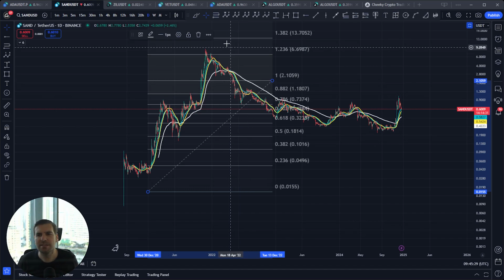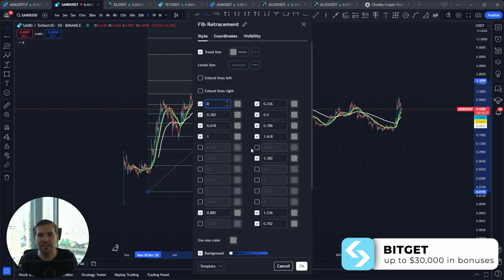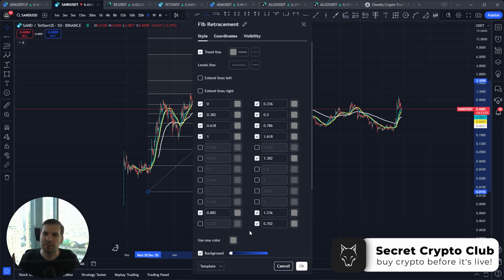Now, I have customized this a little bit. For starters, I removed all the horrible colors, reds, greens, yellows, etc., and replaced them with standard white so it's easy to see on the chart. I then customized the numbers as well to focus on the Fibonacci numbers that work with Elliott waves, which is the other tool that I'm going to use. So we run from 0, 0.236, 0.382, 0.5, 0.618, 0.786, 1, 1.618, 1.382, 1.236, 0.702, and 0.882, and occasionally I have this one on as well, a 1.272. I turn it off when I don't need it. Feel free to pause this and copy these down if you want.